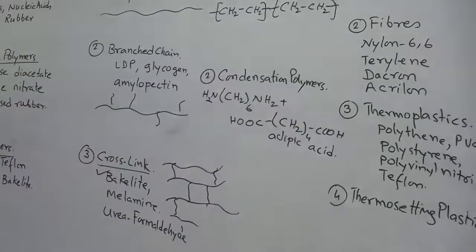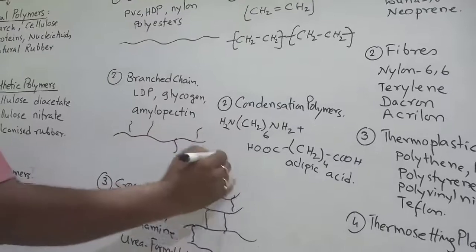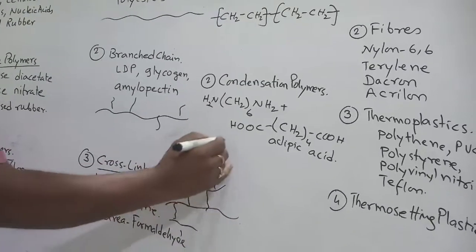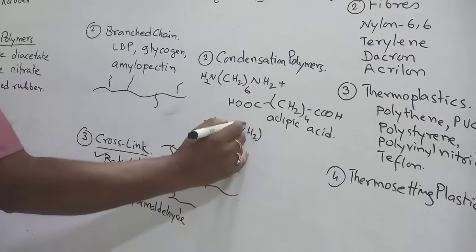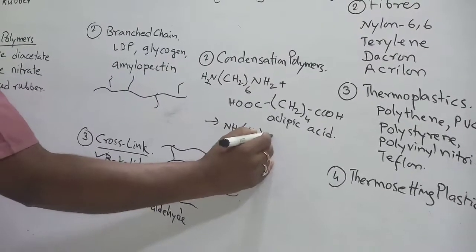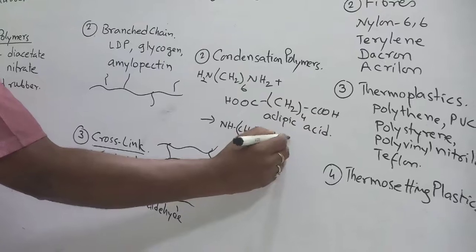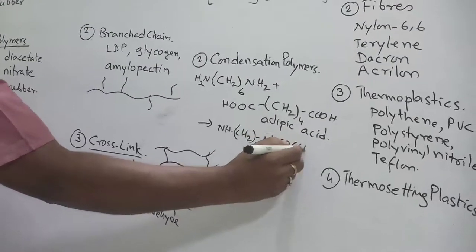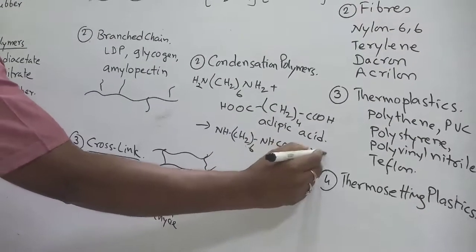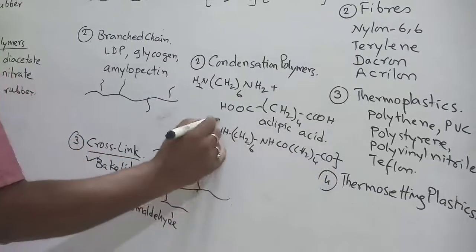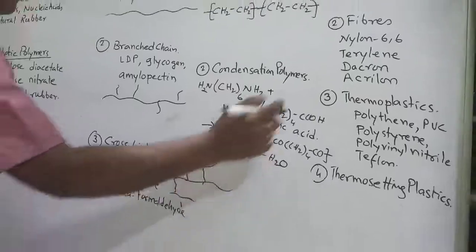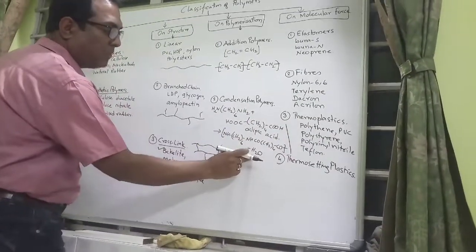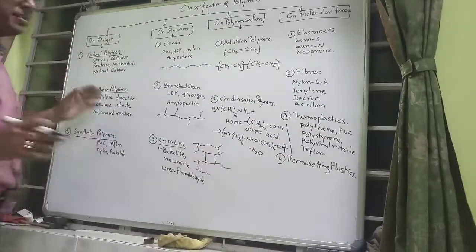This is hexamethylene diamine and adipic acid. When I polymerize it, it becomes NH(CH2)6 NHCO(CH2)4 CO. So you can see there is a loss of water molecule. When there is a loss of water molecule, it is condensation polymerization.